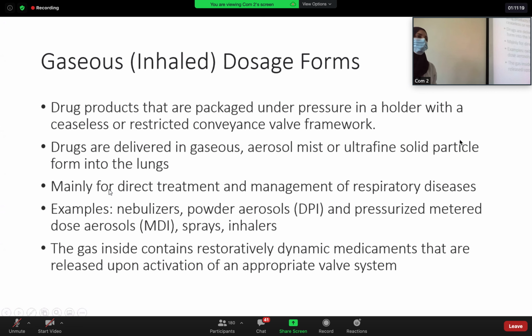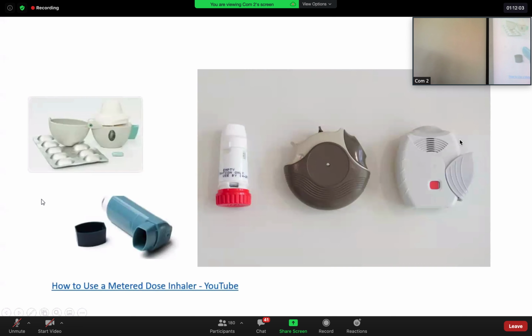Mainly, those are used for direct administration to the lung for pulmonary conditions, mainly respiratory diseases. To differentiate between the different formulations, we have nebulizers, powder aerosols, dry powder inhalers, pressurized metered dose aerosols, sprays and inhalers. I'll show you all of these shortly. Basically, the gas inside that preparation will maintain the medication property until it's activated by pressuring or by activating the valve. We'll see that shortly.